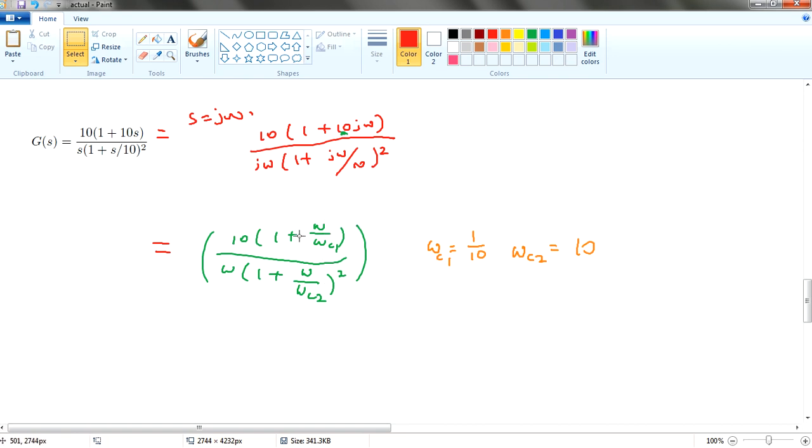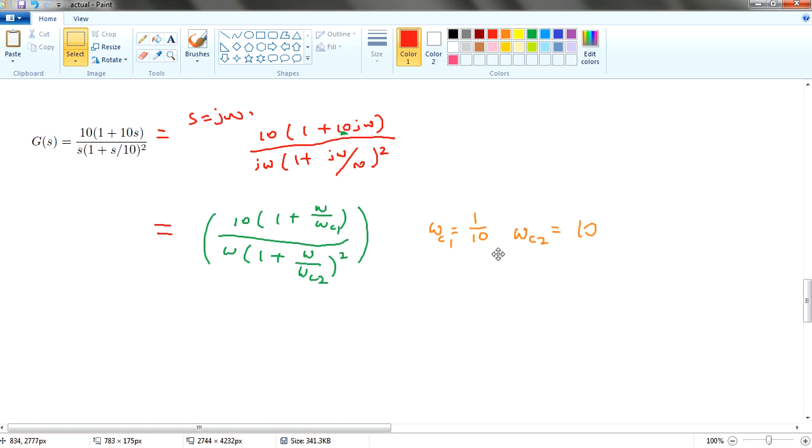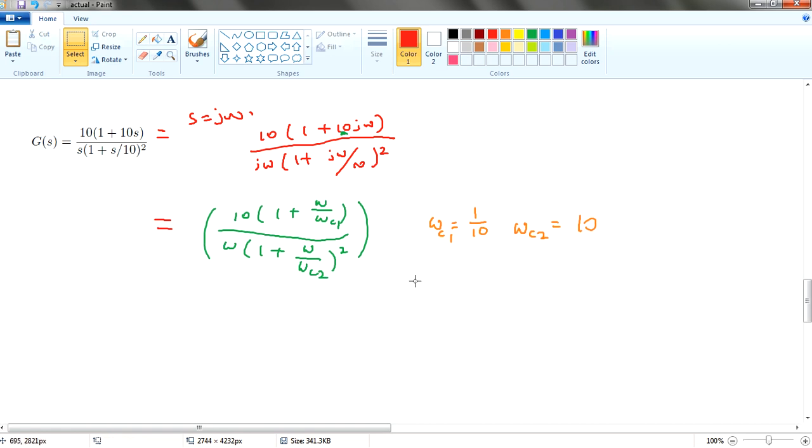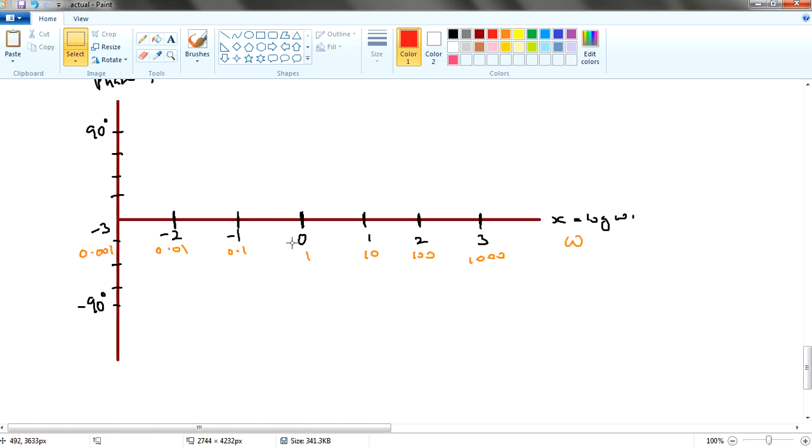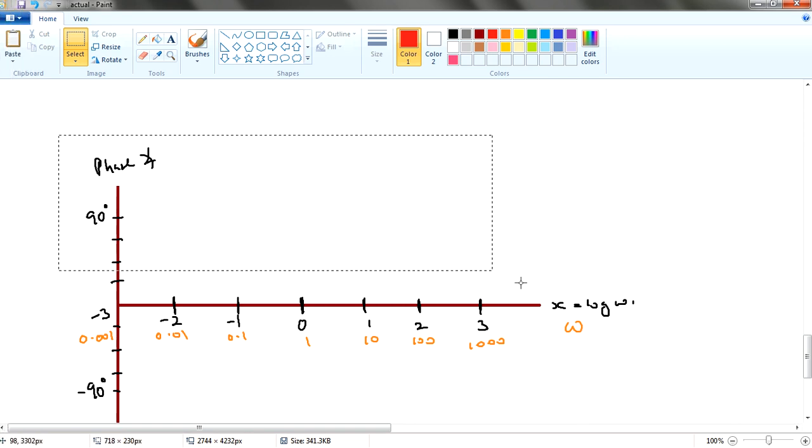Alright, I'll not go through the details. You can just head back to the videos and watch it. So likewise, you found that your frequency is actually 1 over 10 for your lead, and your lag is actually 10. So with this information, how do we find and how do we plot our phase Bode plot? I have this set up over here.